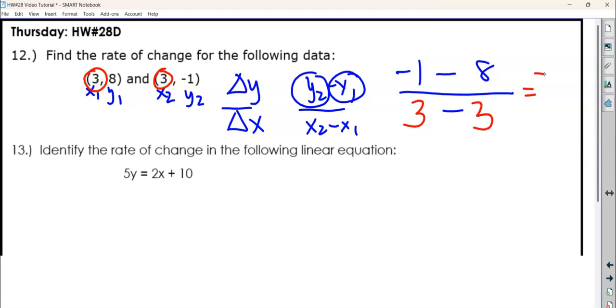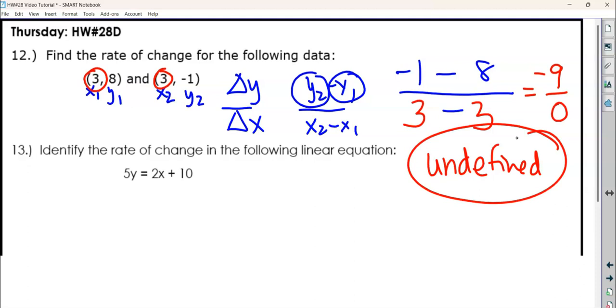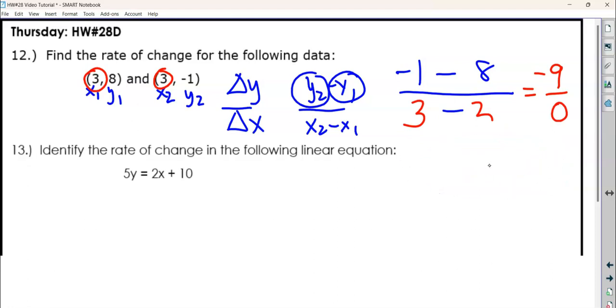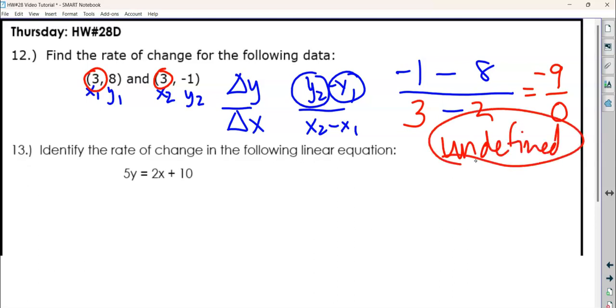So it looks like we're going to get negative 9 over 0. A 0 in the denominator is not allowed, so that means the rate of change is undefined. A 0 in the numerator is allowed, and the answer is 0. So don't get those two confused. And you have to write this word. If you write this fraction, but you don't write the word undefined, your answer is incomplete. You must interpret the 0 and where it is located.